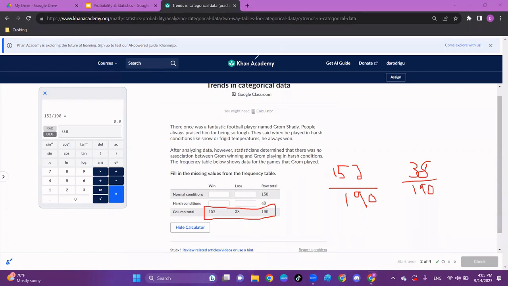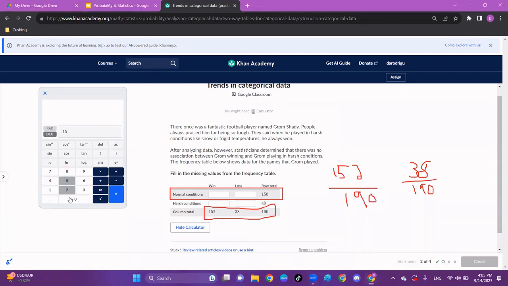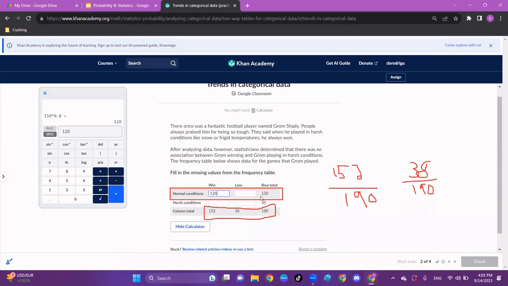So what I can do is start by looking at the normal conditions. There's 150 games, and I know that 80% of the time, Brady won, 20% of the time was a loss. So out of the 150 games, if I want to find 80% of that, I'm going to multiply it by 0.8. So that means 120. So 120 out of 150 he won. That leaves the leftover 30 as losses.